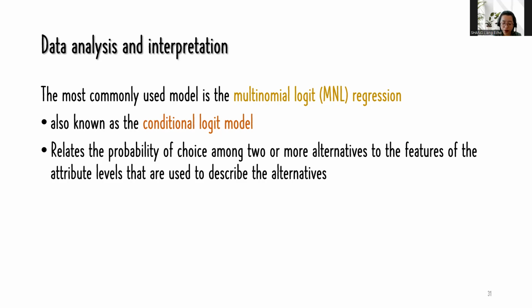And most importantly, one of the key features of this regression is that it relates the probability of choice among two or more alternatives to the features of the attribute levels that are used to describe the alternatives. So you can capture how individuals make trade-offs between or among attribute levels and which attribute is most important for them when they make such decisions. So here I would like to use a very quick example to further illustrate the key steps involved in conducting a discrete choice experiment.